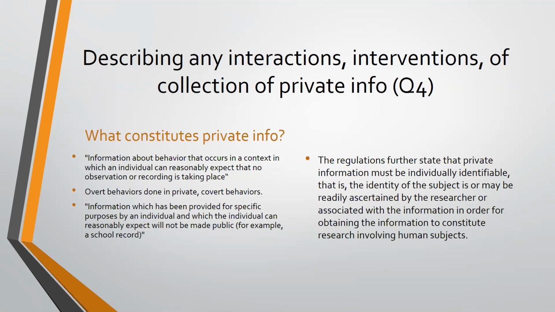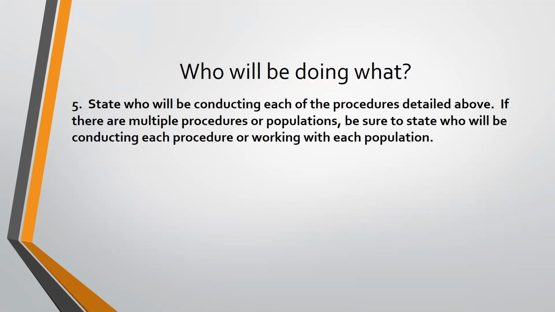But most everything in all of the designs that I've seen in your experiments is private information, and so all of that's going to have to be protected and explained once we get further on in the application. So number 4, you're just explaining who is doing what. Again, another kind of elaborated explanation of what's going on in your procedures when it comes to experimenters and participants. Number 5 is who will be doing what.